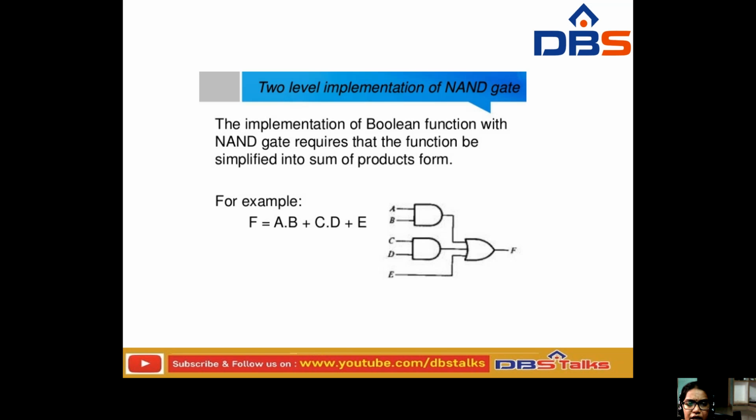See here, basically the implementation of a Boolean function with the NAND gate requires that the function be simplified into the sum of products form, not into the product of sums form. Whenever it is simplified into the sum of products form, it will be easy to construct the circuit. Otherwise, it is a very difficult task to construct the circuit.